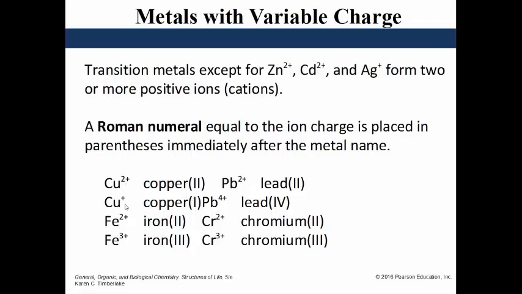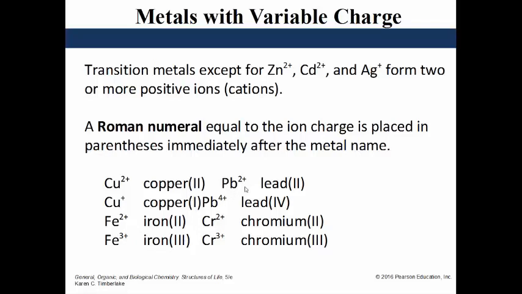In order to name it correctly, in this example, copper with a charge of +2, you'd write the word copper and then the Roman numeral 2 right after that word. Copper with a charge of +1, you'd write the word copper and then the Roman numeral 1 just after the name. Iron is another example. It could either be +2 or +3. So iron 2, iron 3.